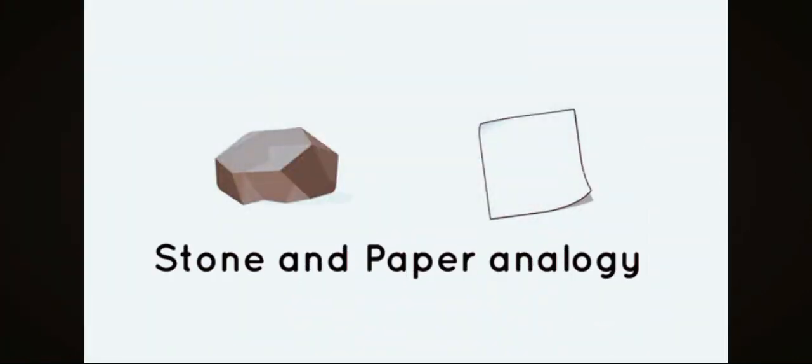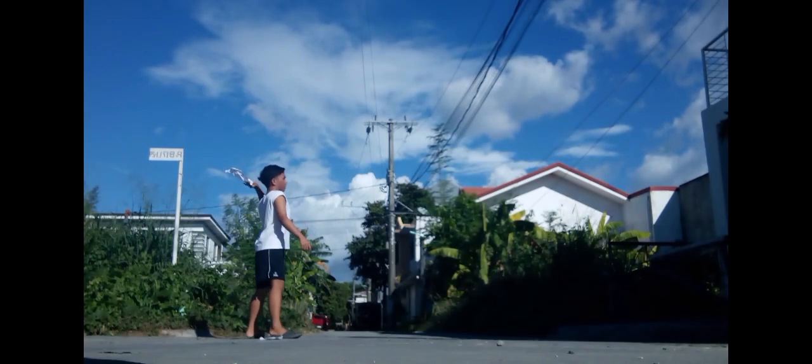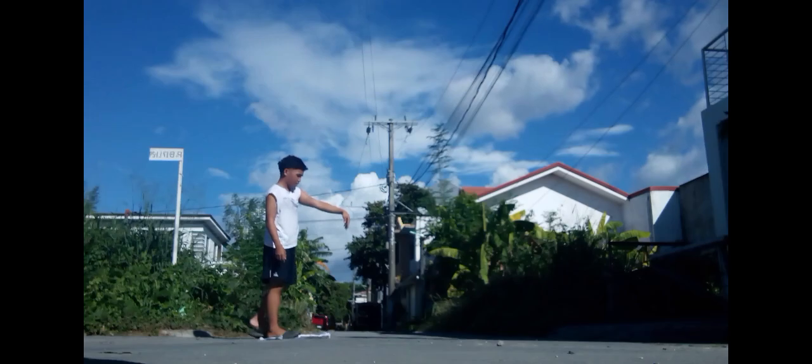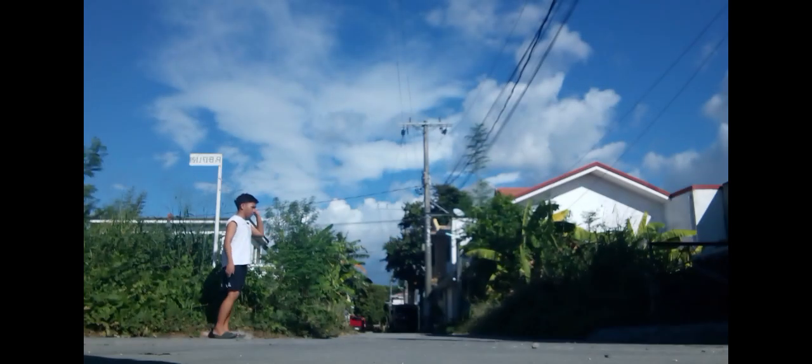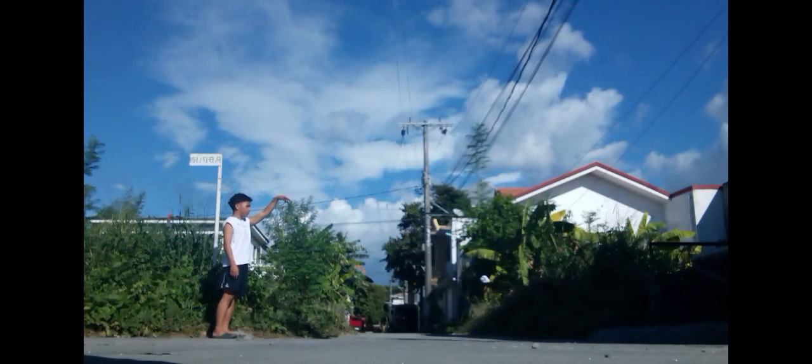This can be simply explained using the famous stone and paper analogy. Imagine a paper as your audio signal. When you throw it, it will not go any significant distance since it lacks the weight. Now wrap the paper around a stone, which represents your carrier signal. When you throw the stone wrapped in paper, it will go much further due to the stone. Modulation works the same way as paper and stone, where the high frequency carrier signal provides the ability to reach a larger distance for the audio signal.